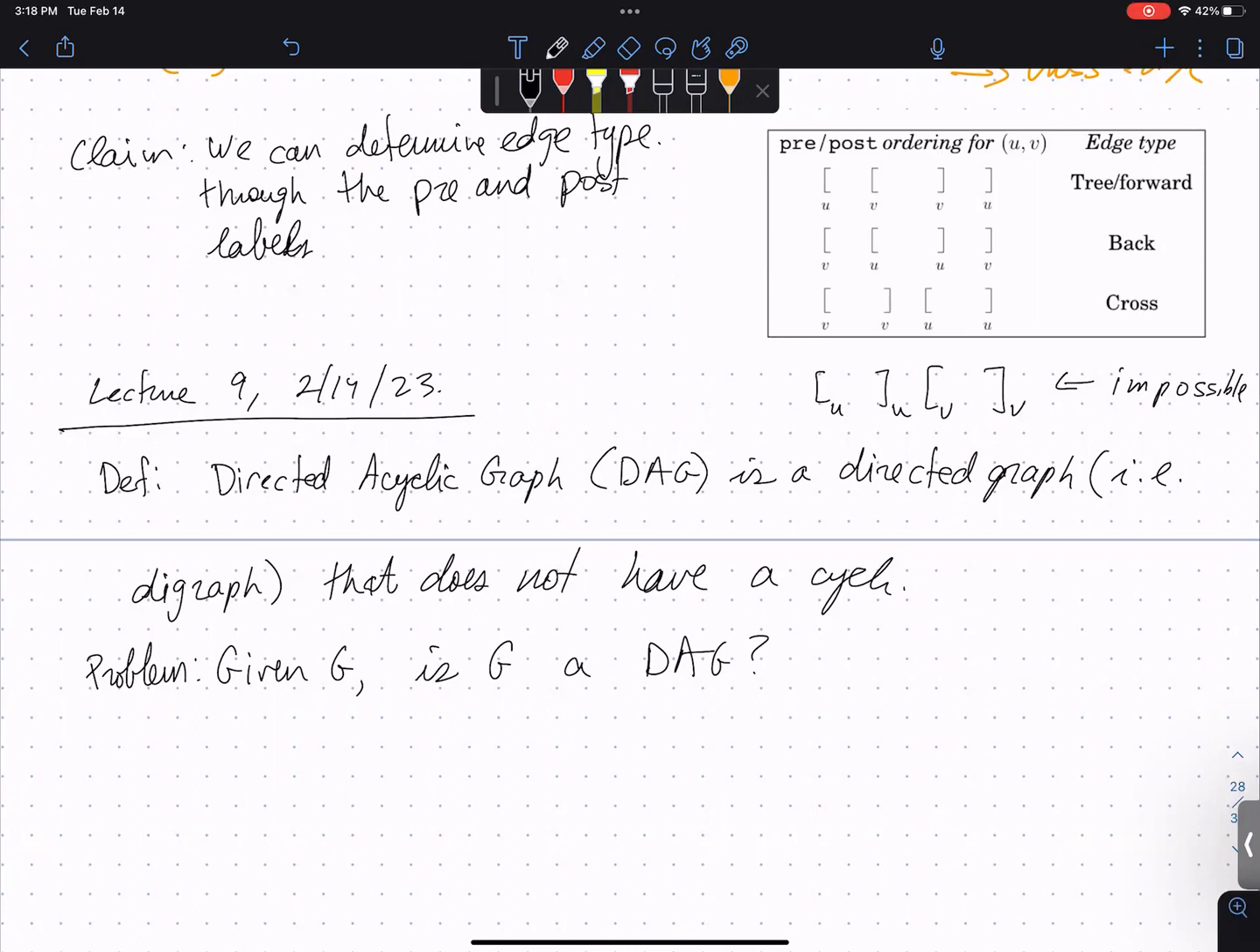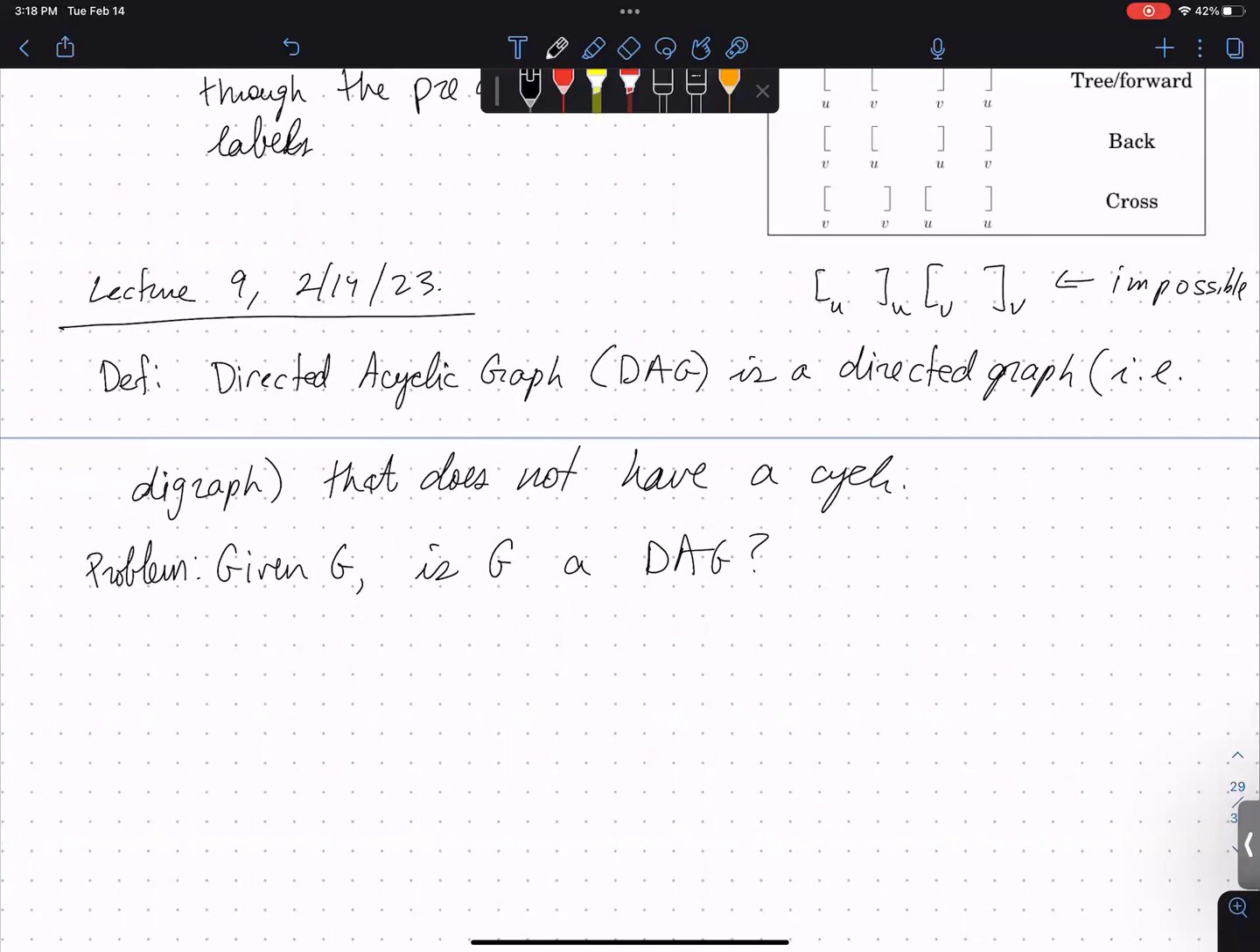Also, DAGs are important when dependency graphs come up. So, for example, your prerequisite chain.